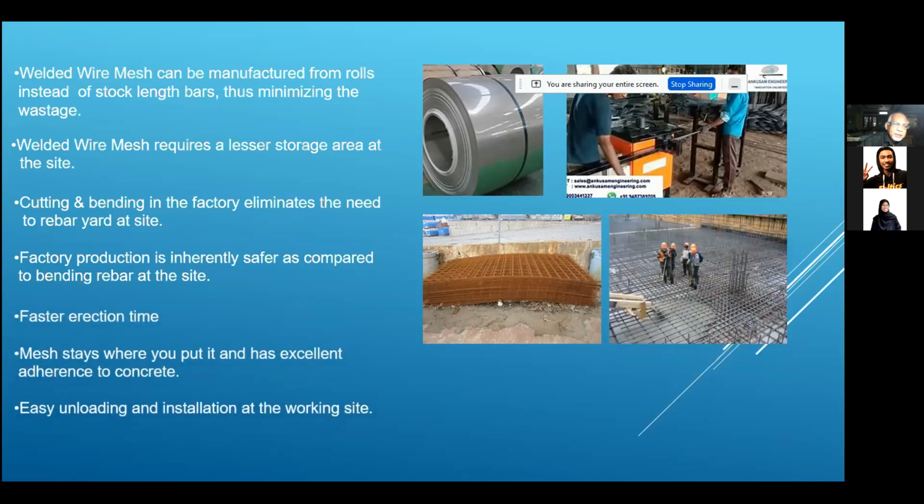Of course, we mentioned fast erection time, and the mesh stays where you put it and has excellent adherence to concrete. Instead of placing one or two bars, you can place a huge sheet, maybe 2.4 by 2.4, or 2.4 by 3 meters. It's big and very fast. Easy unloading and installation at the work site, because a crane can lift one of these mesh fabrics into place, and then you can easily tie it, with some overlapping needed for the joint.